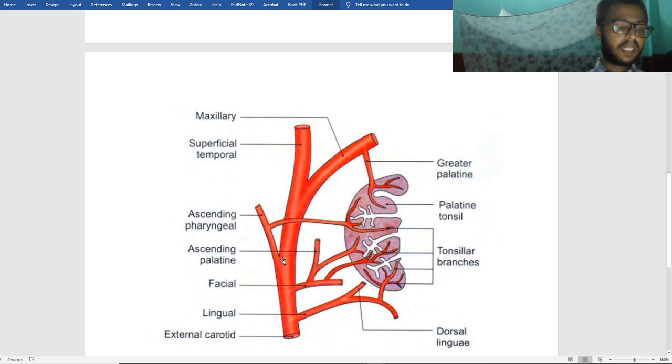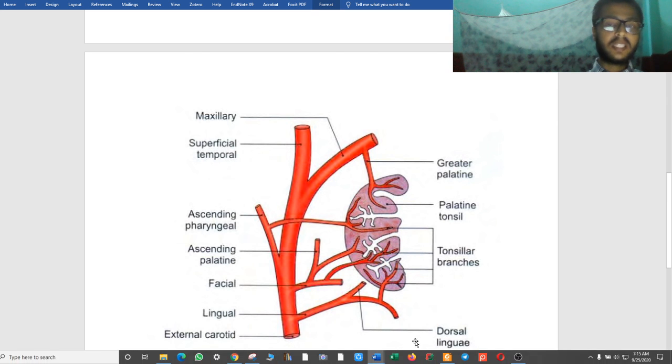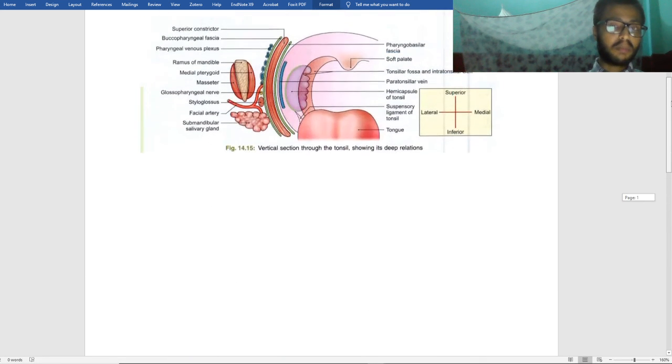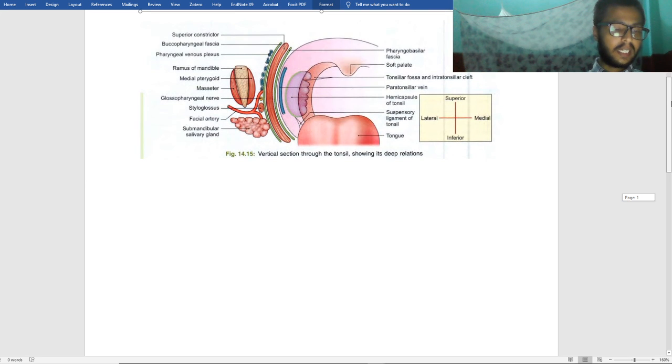Regarding venous drainage, one or more veins leave the lower part of the deep surface of the tonsil, pierce the superior constrictor and join the palatine, pharyngeal or facial vein. Regarding lymphatics, it passes to the jugulodigastric nodes, and there are no afferent lymphatics to the tonsils. Regarding nerve supply, glossopharyngeal and lesser palatine nerves. You have to remember glossopharyngeal and lesser palatine nerves.